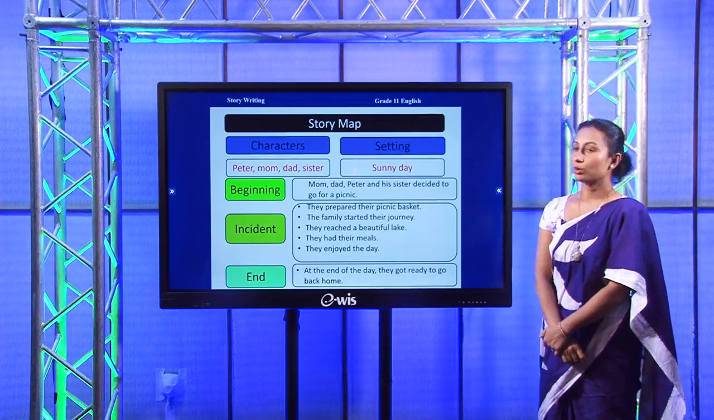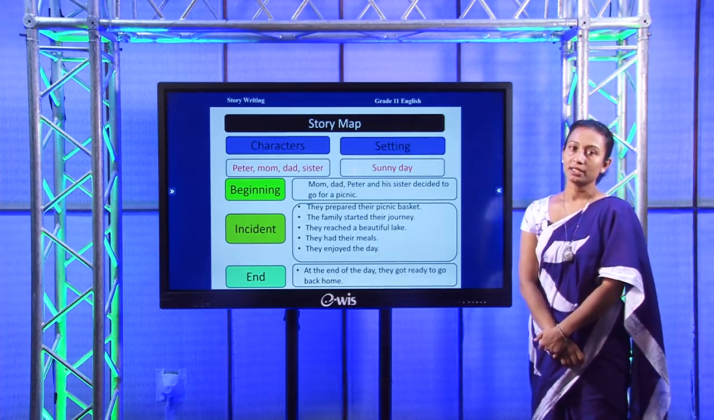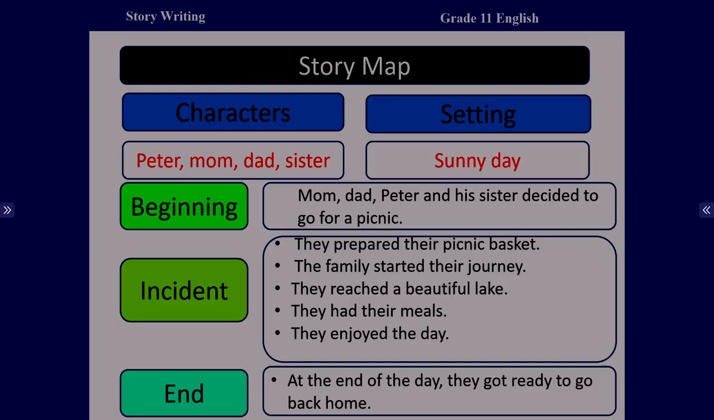So this is the story map related to the story, The Picnic. So what are the characters of that story? Peter, mom, dad and sister. What is the setting? It's a sunny day. So this is the way we began the story. Mom, dad, Peter and his sister decided to go for a picnic. Let's see the incident. They prepared their picnic basket.